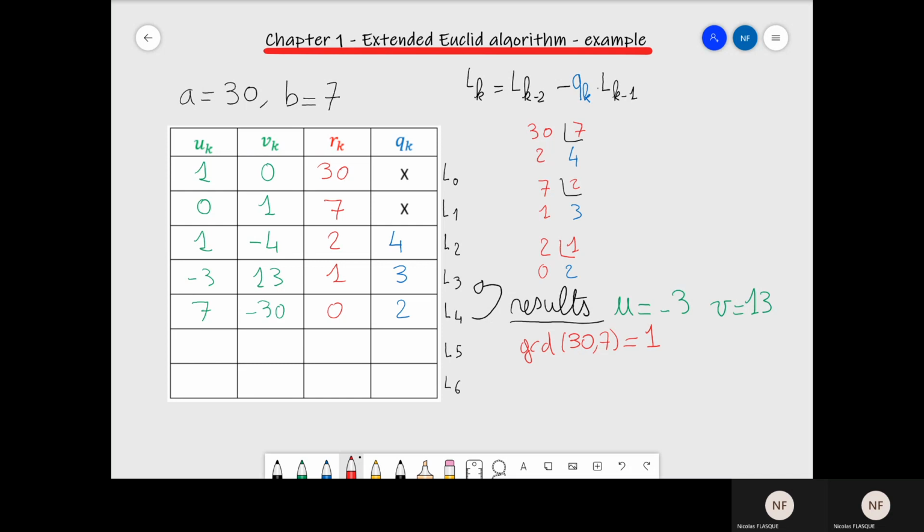So now we can do a quick check that everything is okay. As this algorithm is used to find the coefficients for Bezout's identity, those coefficients should fit. So this means that minus 3 times 30 plus 13 times 7 should be equal to the GCD that we found, which is 1. We can check that quickly. Minus 3 times 30 is minus 90. 13 times 7 is 91, so the sum is equal to 1. That's a quick way to check that the calculation is correct.